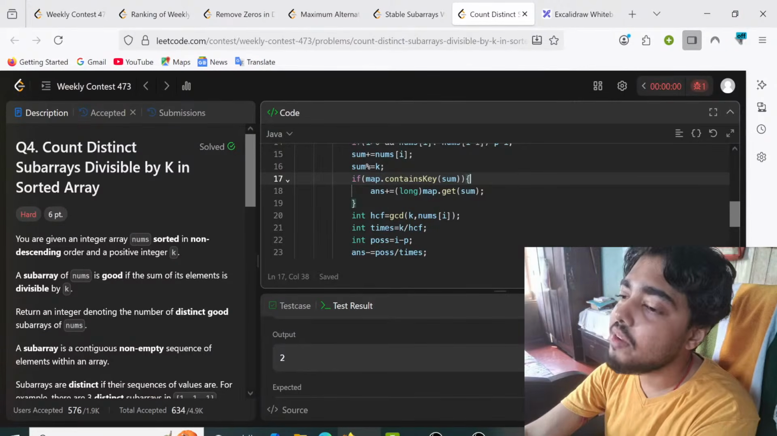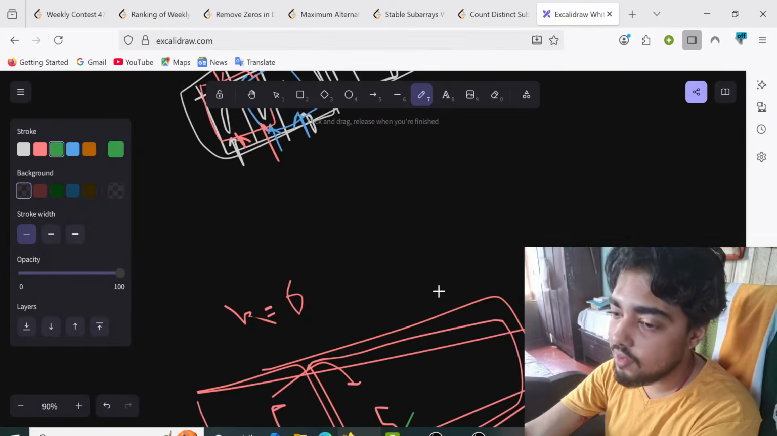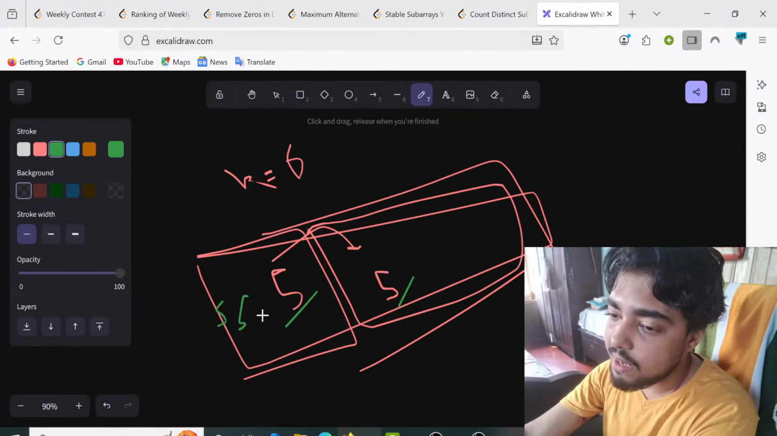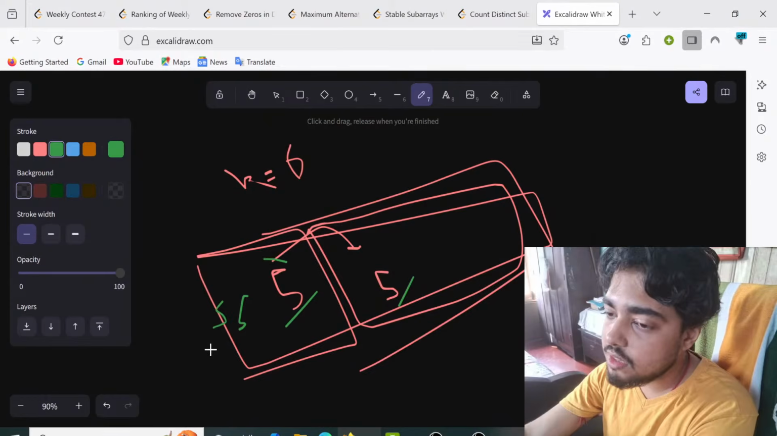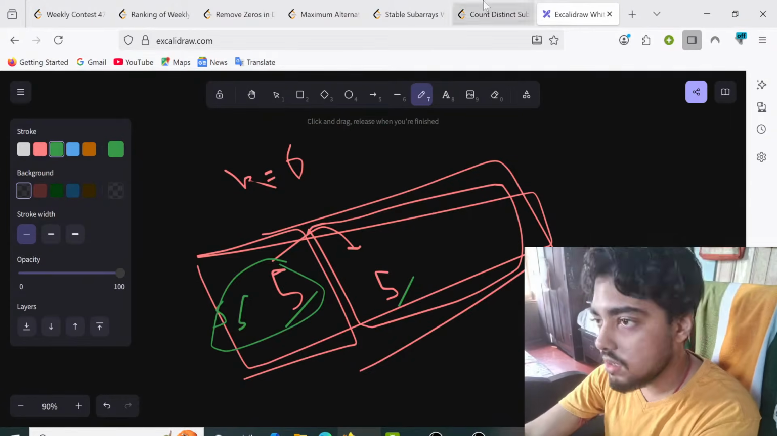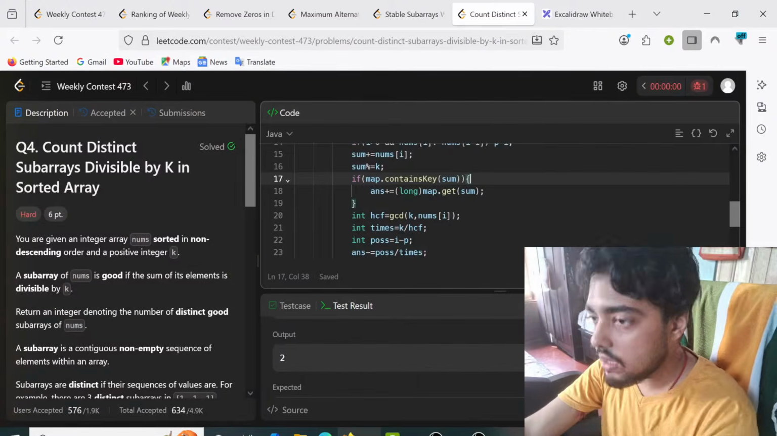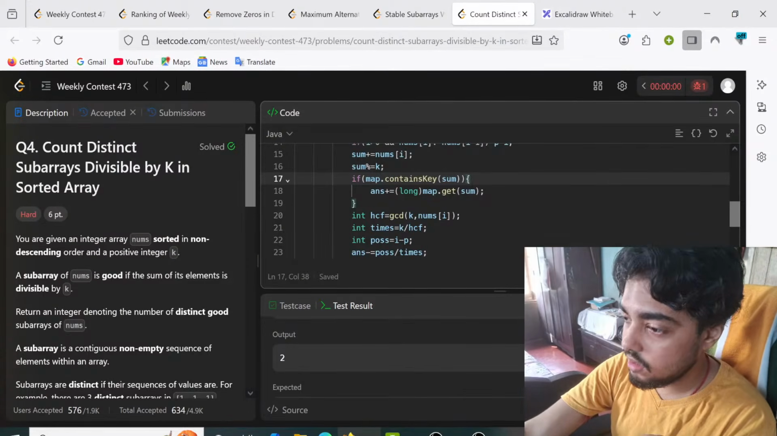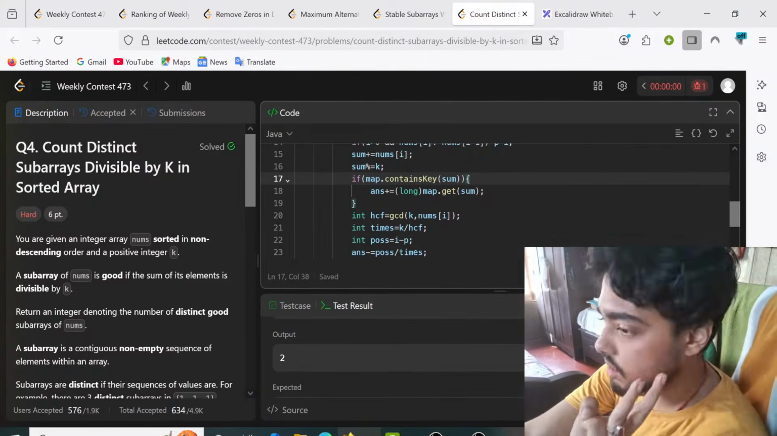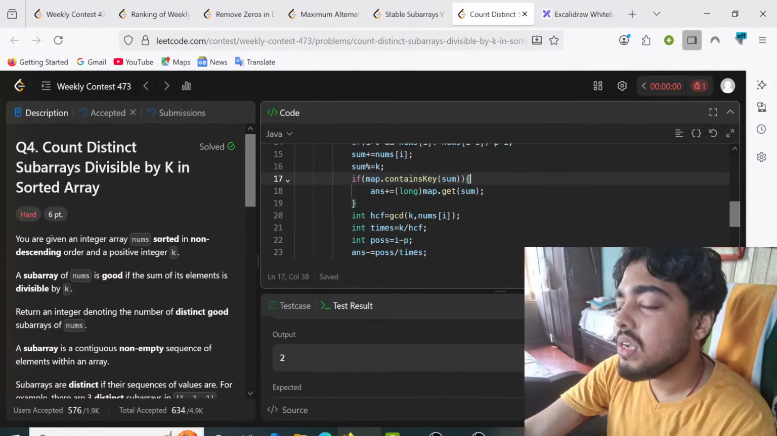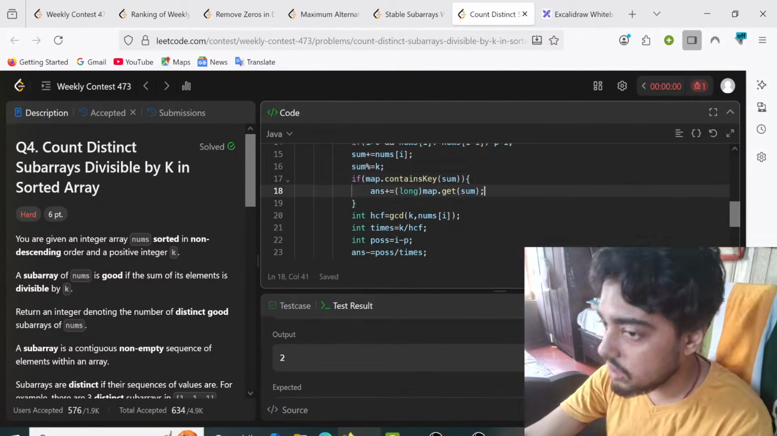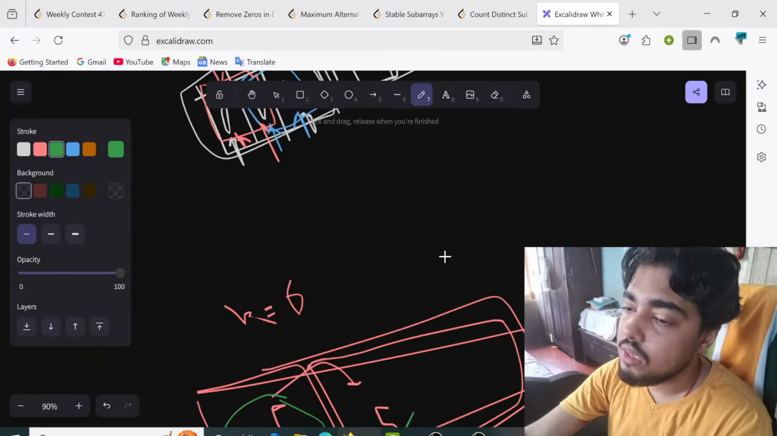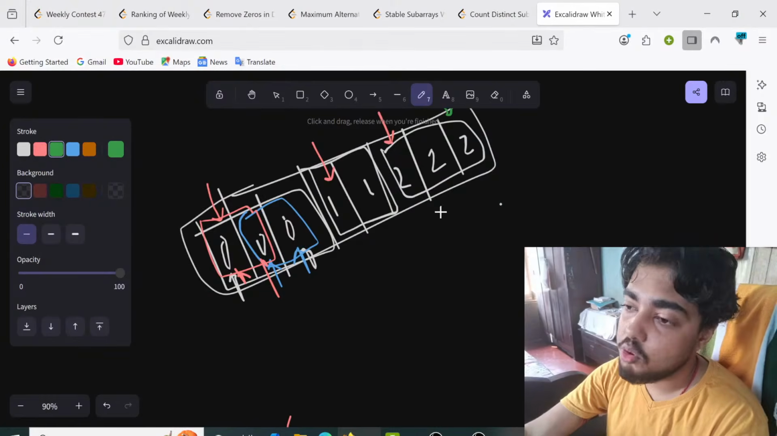How many times are we getting that? How many times are we getting 5? Let's say we are getting 5 three times. So that means there are 3 subarrays possible. Not distinct. Till now we haven't come into that distinct part. We just know that there are 3 subarrays possible. Now that there are 3 subarrays possible, now comes how many subarrays are possible that belong to the same group.